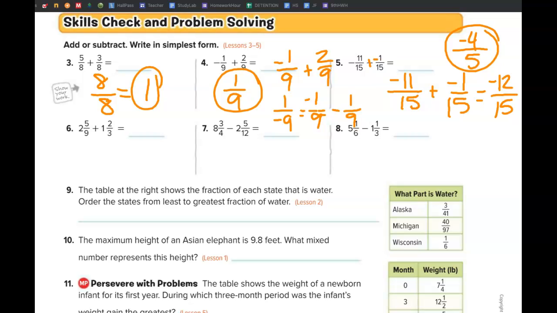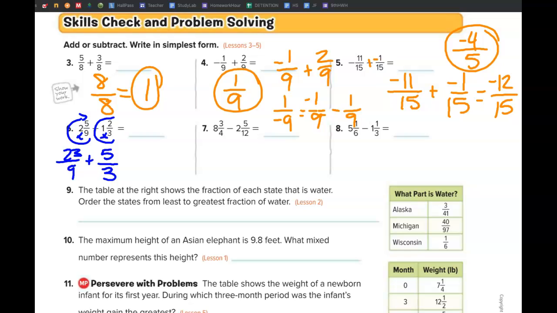Okay, on number 6, I have mixed numbers. So Taryn, what do I need to do? Multiply 2 and 9 and then add 5. And what do you get? Good. Plus, what about this one, Harley? Oh, I did not do that. Well, what's 1 times 3? 3, plus 2. 5, over what? 9. What's my denominator? Oh, 3. 3. Okay, do I have common denominators?